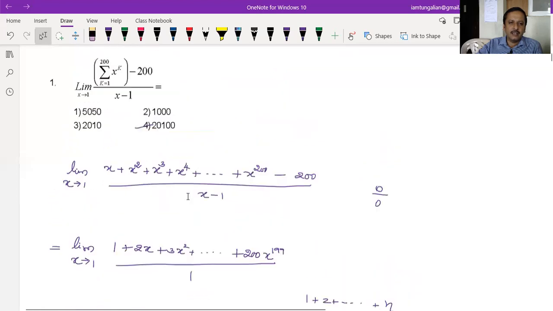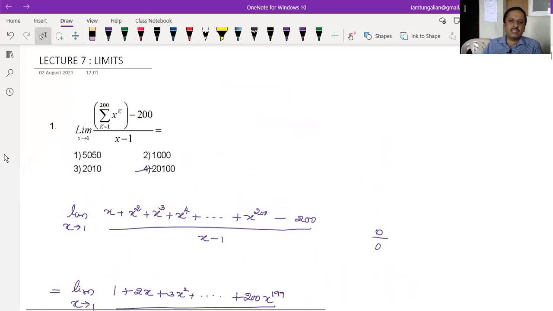Okay, I'll explain. Limit x tends to 1 of summation k from 1 to 200 x power k minus 200, divided by x minus 1. So sigma k from 1 to 200 x power k means go on putting values for k starting from 1 till 200. So x to the power 1 plus x square plus x cube plus x power 4 and so on till x power 200, minus 200, divided by x minus 1.